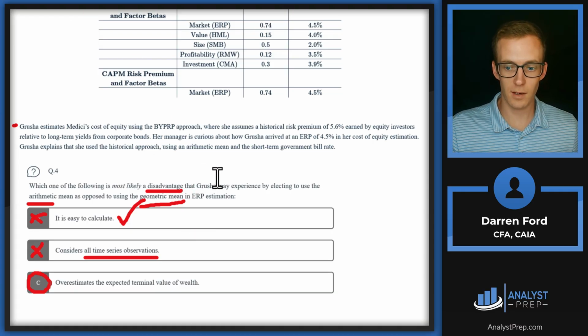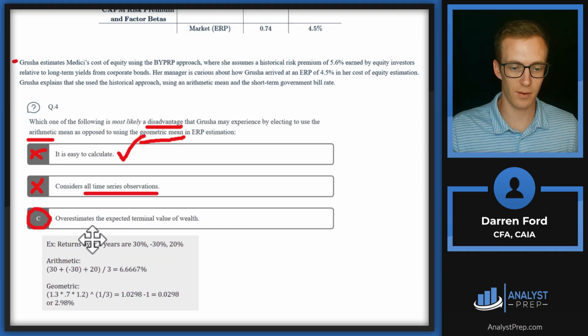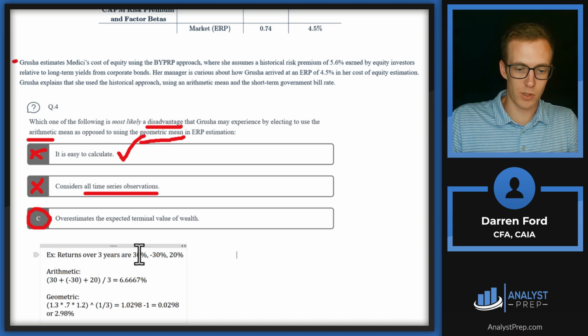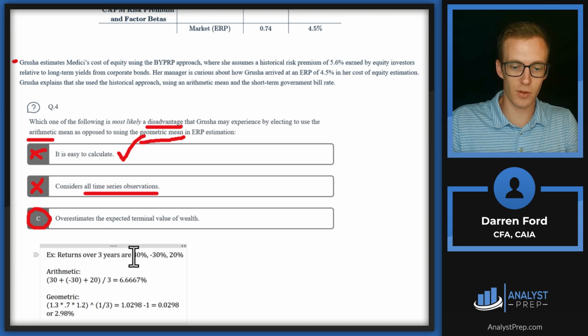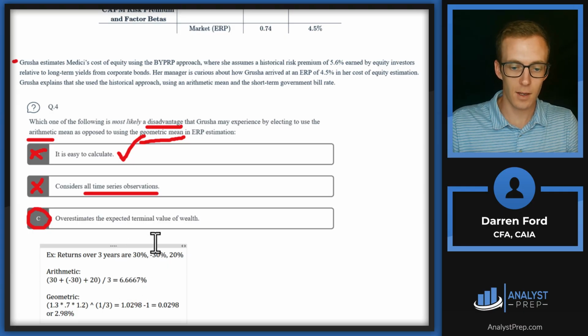And so I'm going to pull in an example here, and it's going to be a little bit of a dramatic example, but just to illustrate how this can work out. So for this example, we'll assume returns over the 3-year period are positive 30%, then we lose 30%, and then we go up 20%. So arithmetic mean is going to be pretty straightforward. We take 30 minus 30 plus 20, and then we divide that by 3. So this is our average return over that period: 6.6666 repeating.